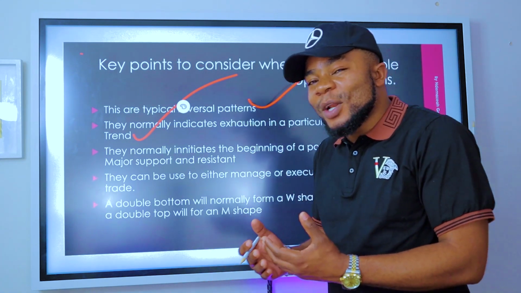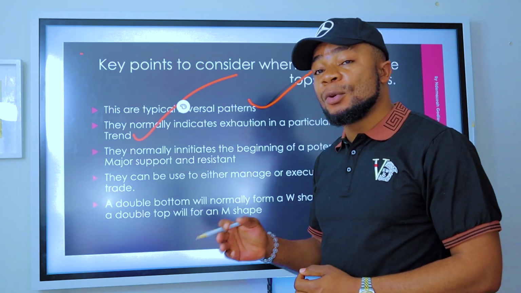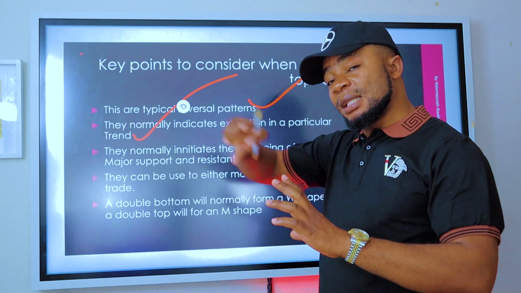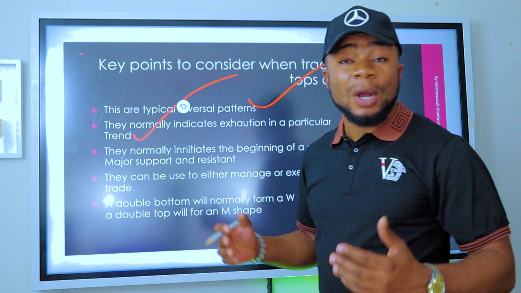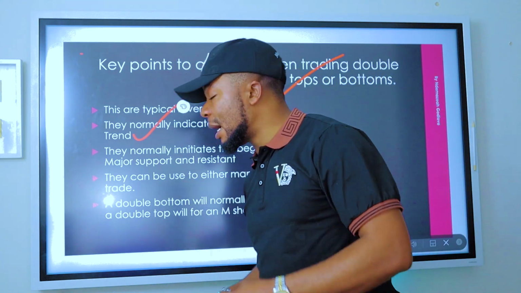But if you are already in a trade and you see that particular pattern being formed, it will help you to manage the trade, because it will help you to know that, okay, since I was trading in a trending market, the trend is already finished. So maybe at that point you have to close your positions. So it will help you to either execute or manage your trade.